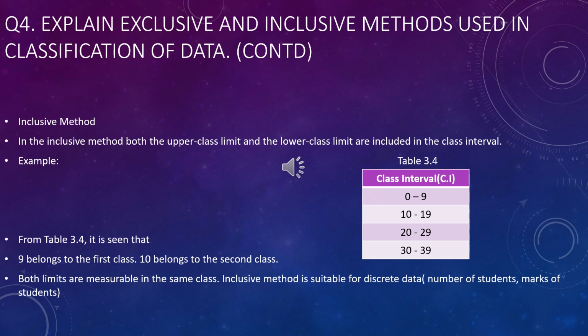So from table 3.4, we see that 9 belongs to the first class, 10 belongs to the second class. So both limits are included in the same class. Inclusive method is suitable for discrete data like the number of students, marks of students. So these are the differences between the inclusive and the exclusive method of classification of data.